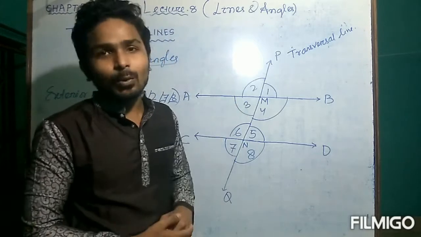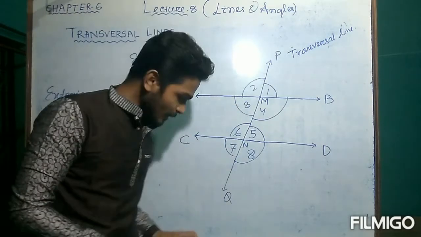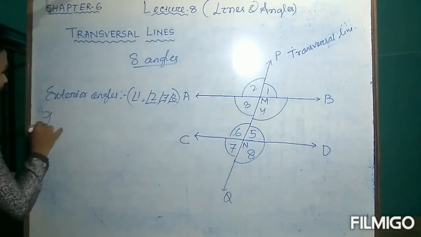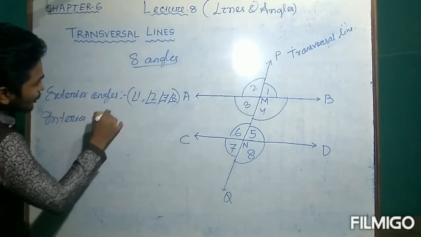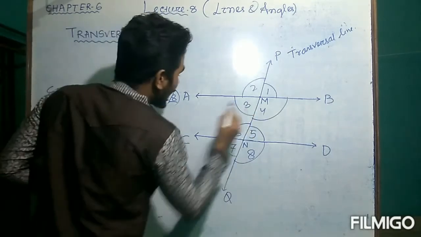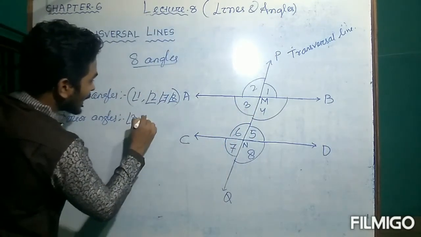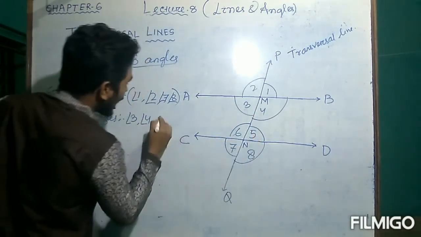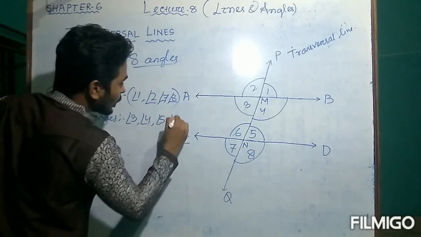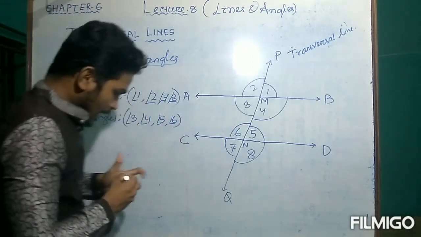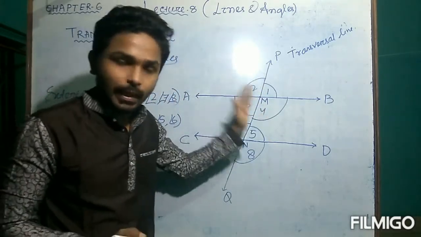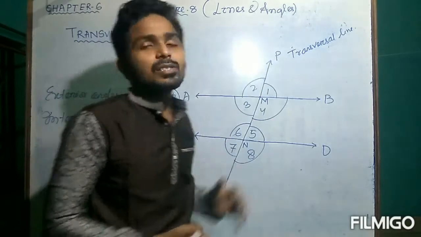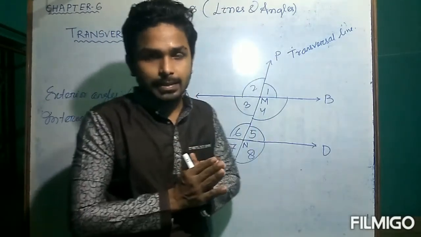Now these 4 angles are known as interior angles. So here angle 3, angle 4, angle 5 and angle 6 are known as interior angles. So the angles which lie in between these two lines are known as interior angles, and those which lie outside these two lines are known as exterior angles.